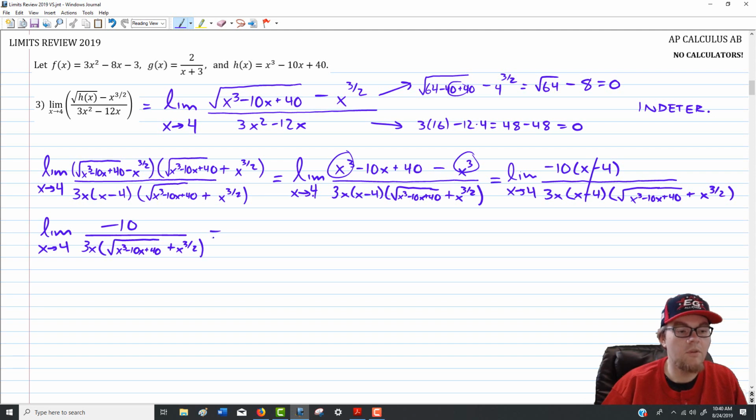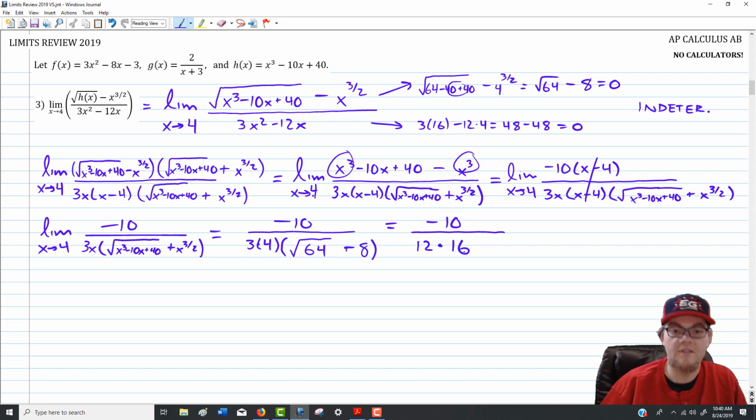So at this point, we can plug in and evaluate at x equals 4. Our numerator is negative 10. Our denominator is 3 times 4, again plugging in. And because we already did this kind of work with the original numerator, I know that this is going to end up being the square root of 64, and this is going to be 4 to the 3/2 or 8. So bear with me for a second. We're going to get a numerator of negative 10. Our denominator is going to be 12 times 16.